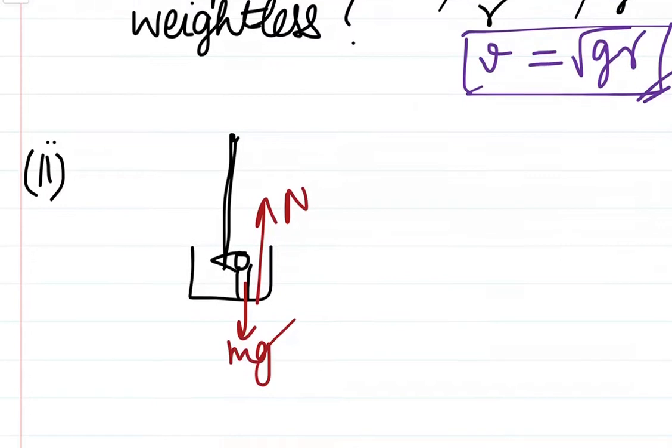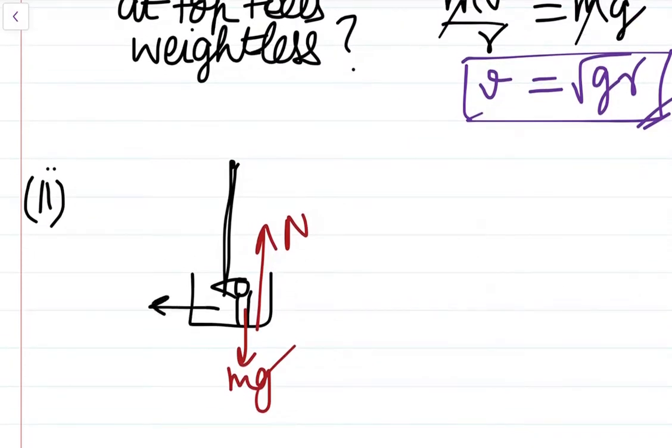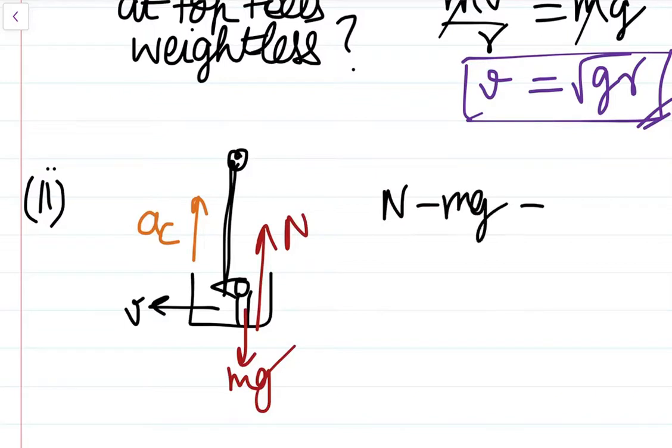And of course the cabin is moving with a velocity v, and we all know that it experiences an inward acceleration called centripetal acceleration, always towards the center. So it will be like this. But in this case we have to write that normal minus mg is equal to m into ac. You can see the difference.